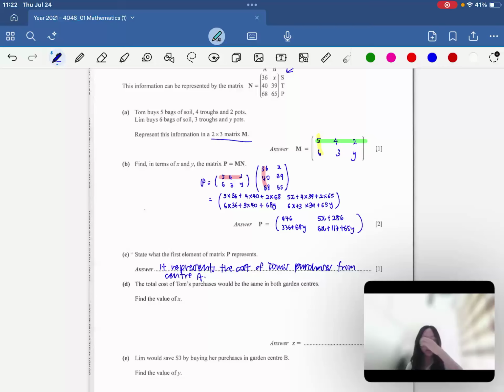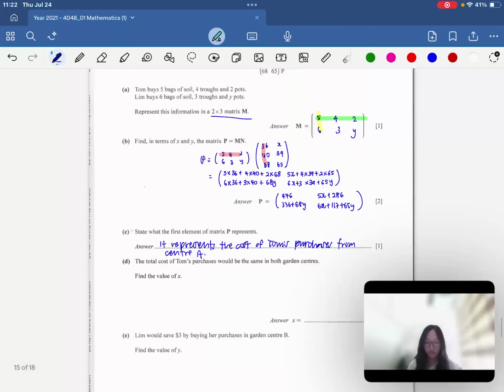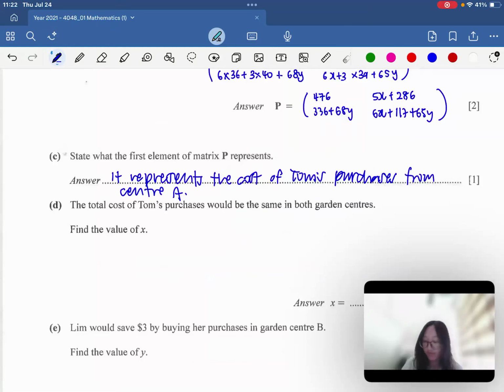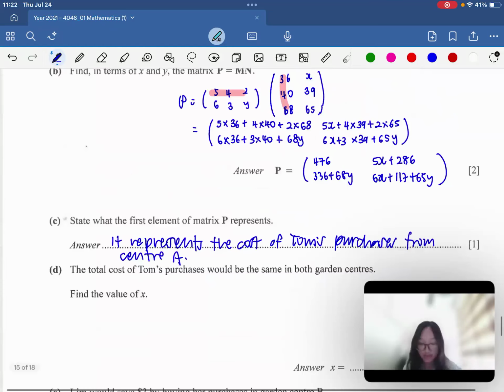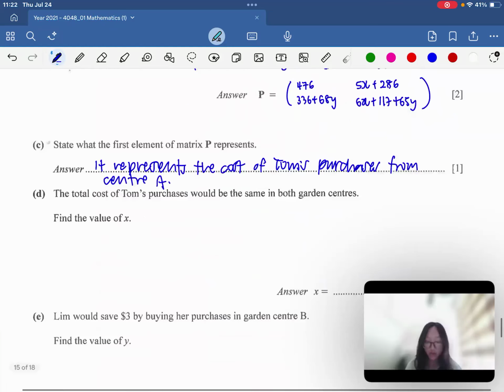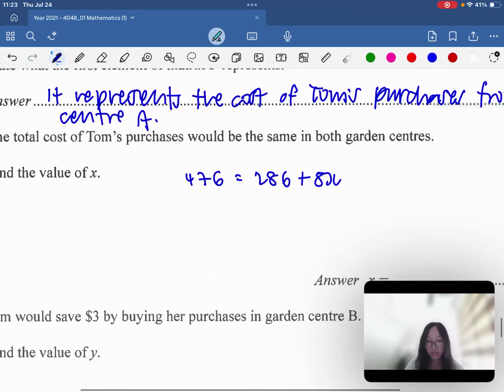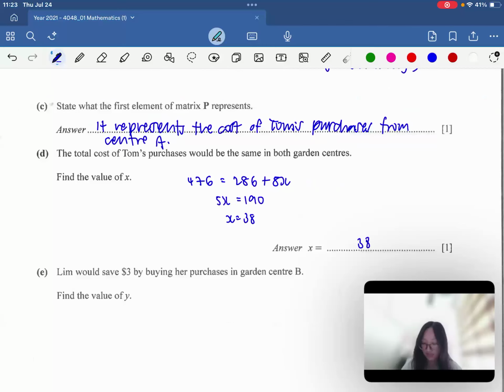Okay, moving on to part D, the total cost of Tom's purchases would be the same in both garden centers. So very simply, we're just going to equate the equations of 476 and 5x plus 286 because that is what is bought by Tom. So we're going to do 476 equals 286 plus 5x. So we're going to simplify. So 5x is equal to 190 and therefore x is equal to 38. So therefore the value of x is simply 38.